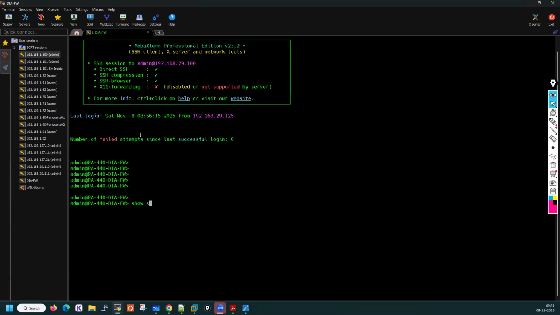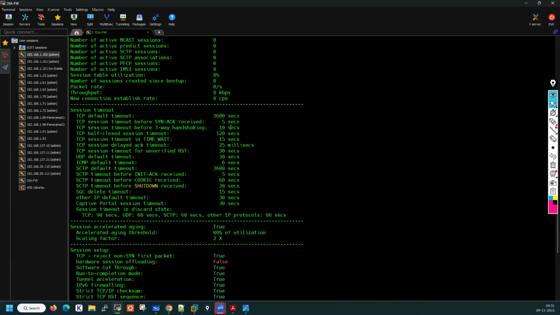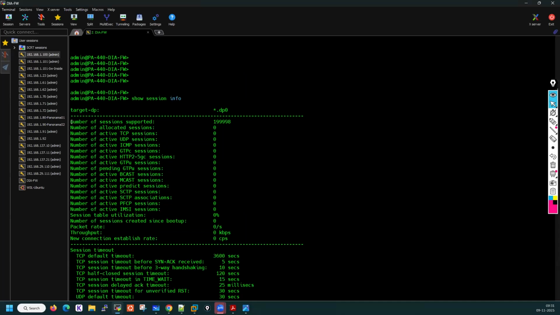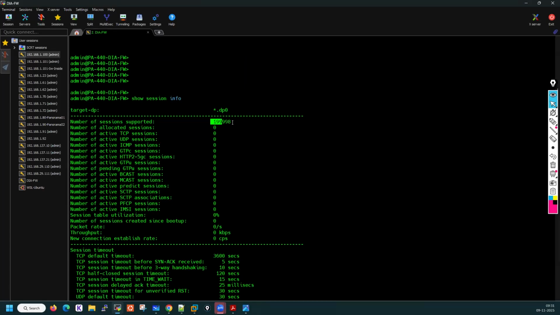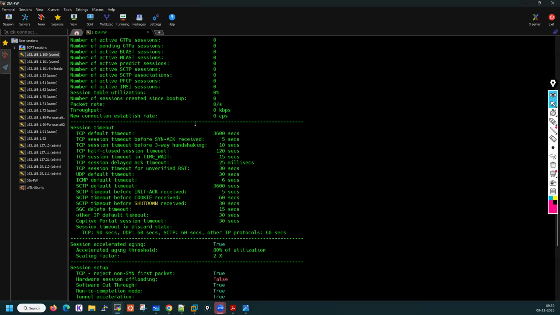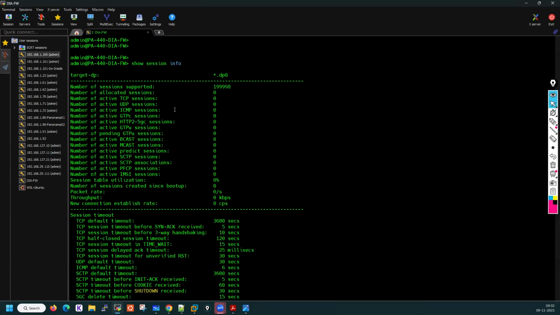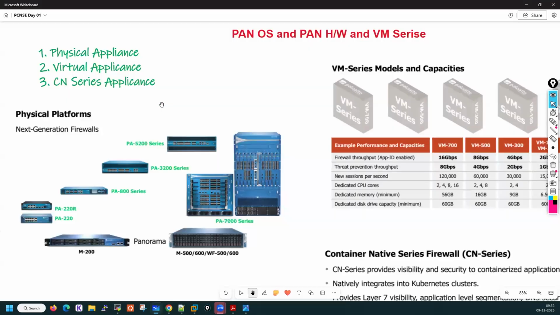Like if I run this command, show session info, there is one command. You can see this particular box supports around 1,99,998 total sessions. This is the session capacity. So what I can do, I can modify that capacity. If I get the root access, I can do those modifications. Okay, so root access is not available. Okay, just remember.